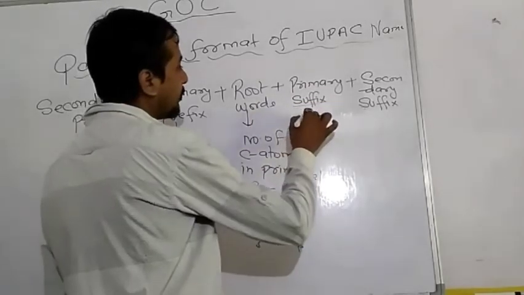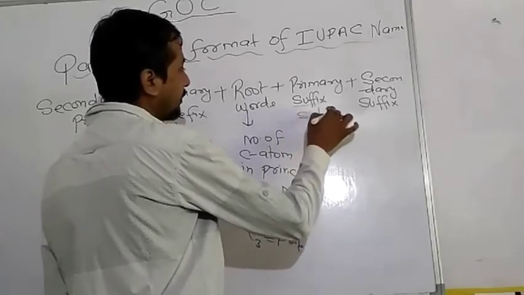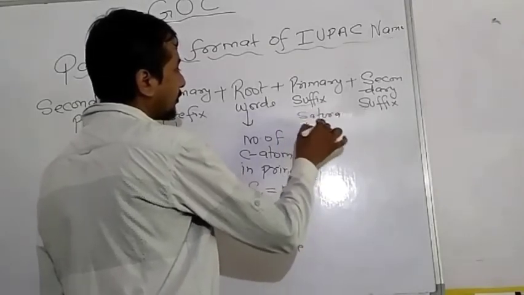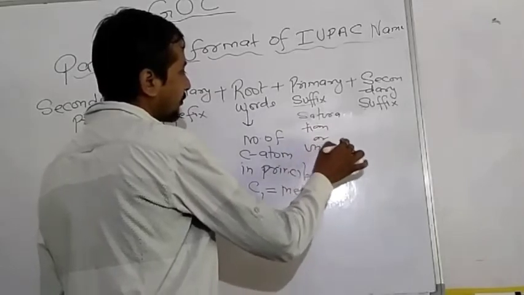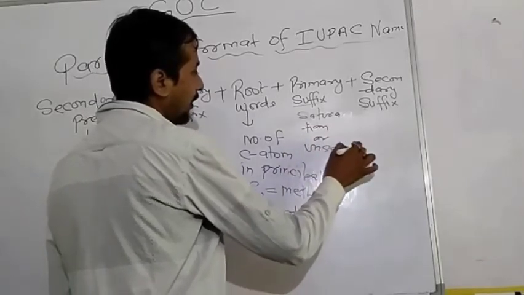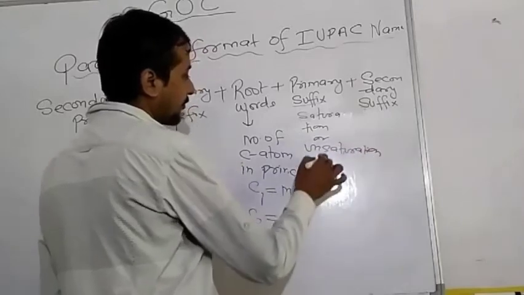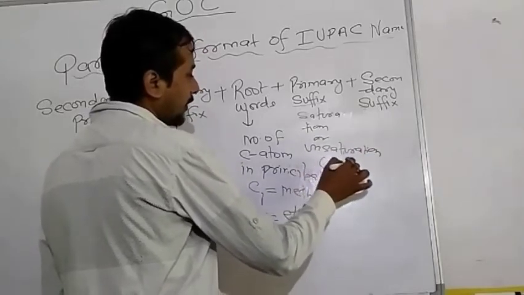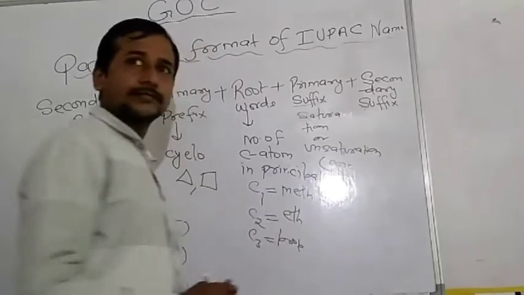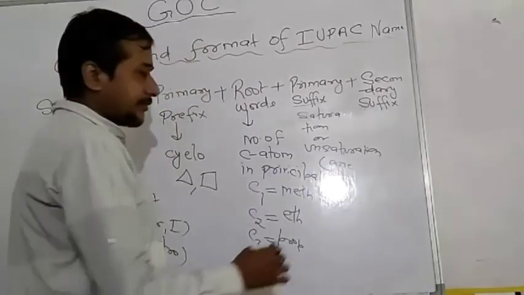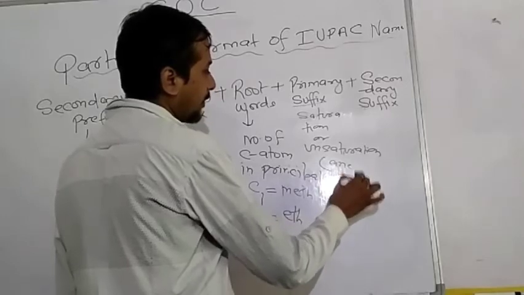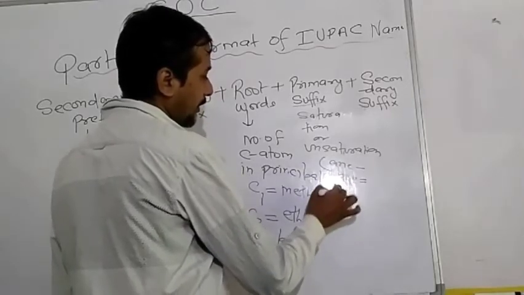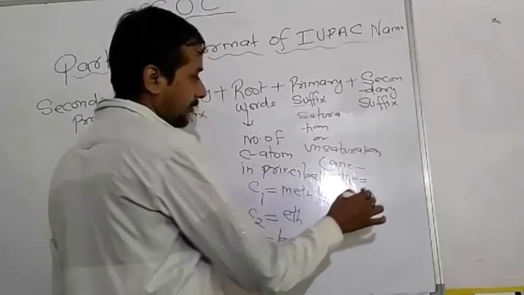This basically denotes either saturation or unsaturation. That is either ane for a single bond, or ene for a double bond, and yne for a triple bond.